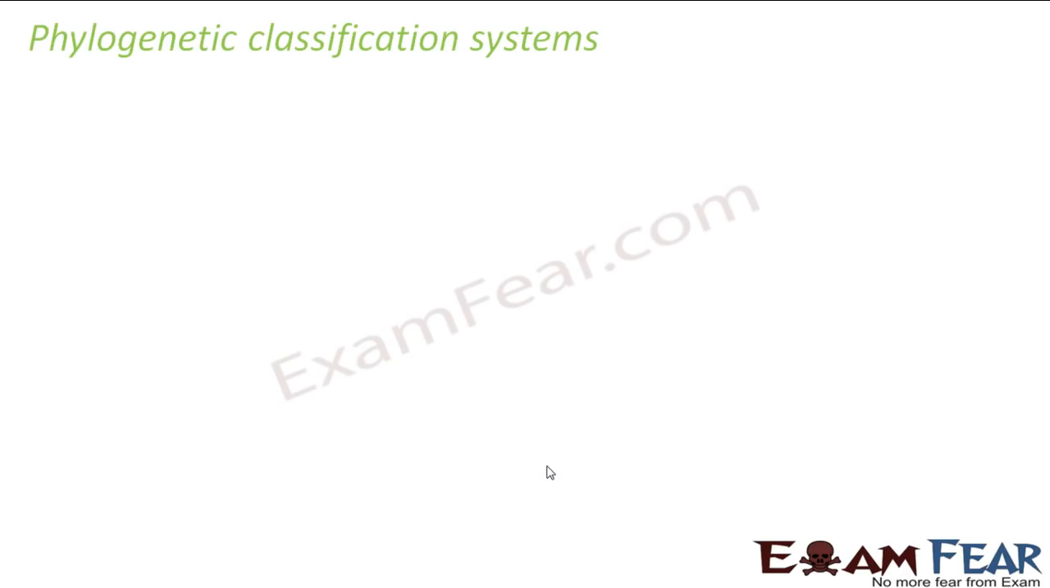So let us first try to understand the meaning of the term phylogenetic. Let us look at this term phylo. Phylo means a specific race or tribe. You can relate it to the term phylum. Genetic, what is genetic? It is something which is related to inheriting something. So basically it talks about origin. So what do you think this phylogenetic classification system is going to be?